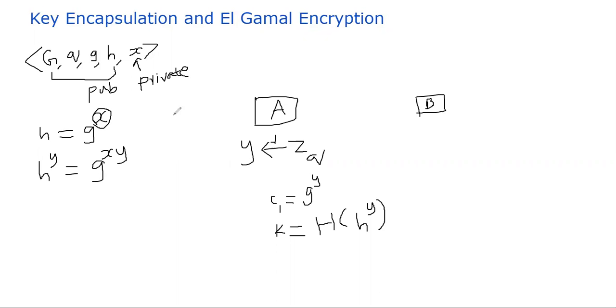Bob knows X, so I will put X here, on Bob's side. Of course, G, Q, all of these things are known to Bob. Alice only knows G, Q, G, H. Alice wants to send a message to Bob. She knows the key now, so she's going to apply whatever algorithm, let's say AES. It need not be AES, but let's take it as AES.